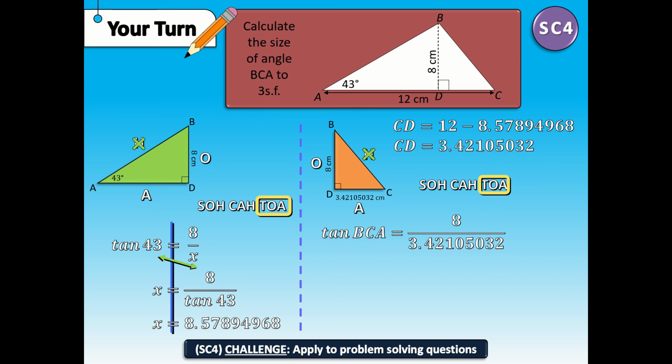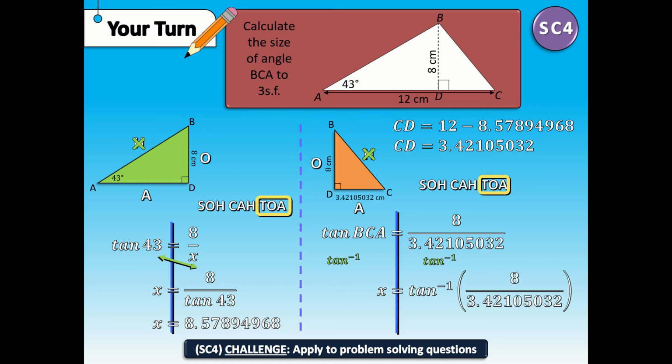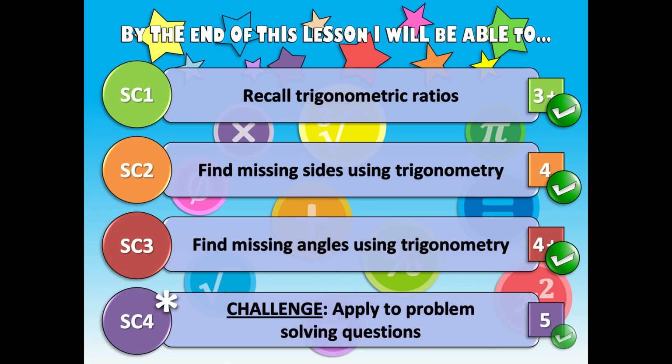So tan BCA is 8 over 3.42. So I do tan to the minus 1, 8 over 3.42, which means that that angle is 66.8 degrees. And now I've completed success criteria 4. So now I've completed the last objective.